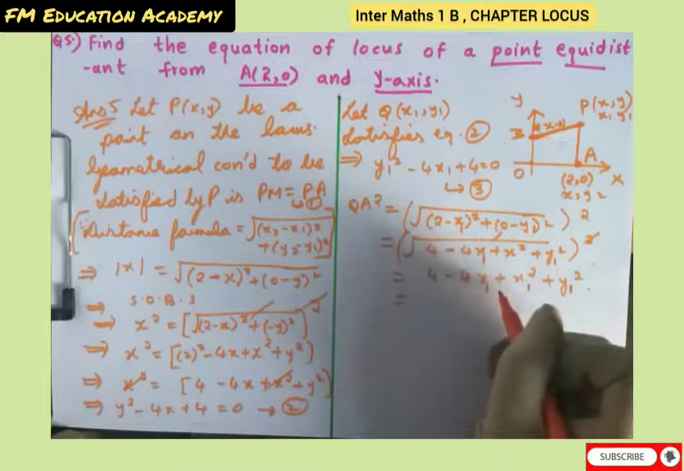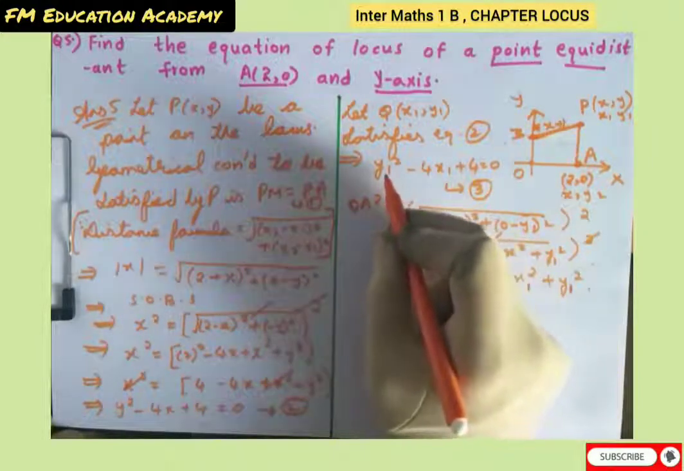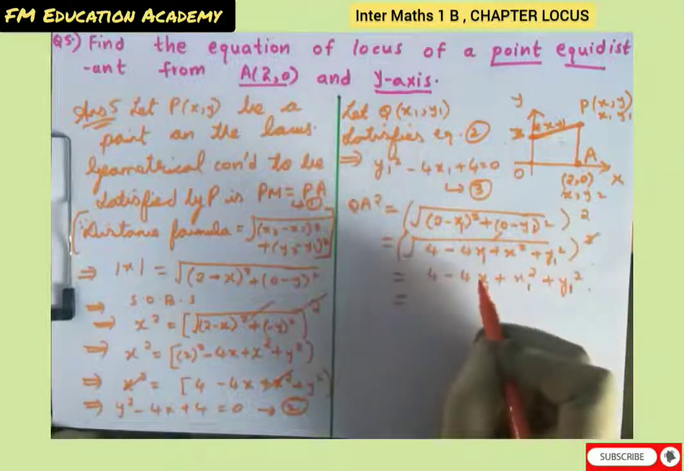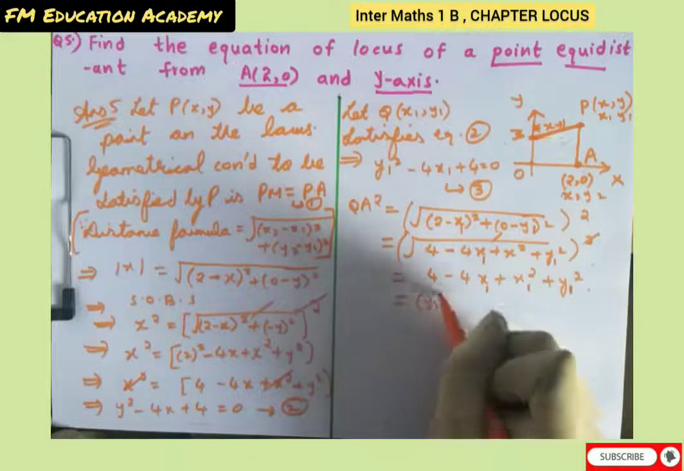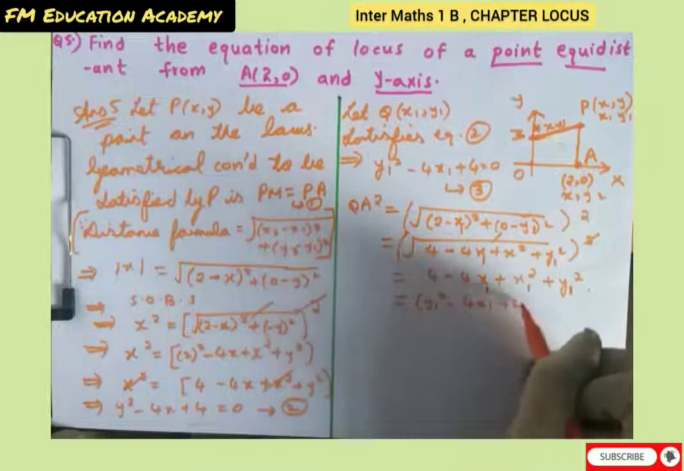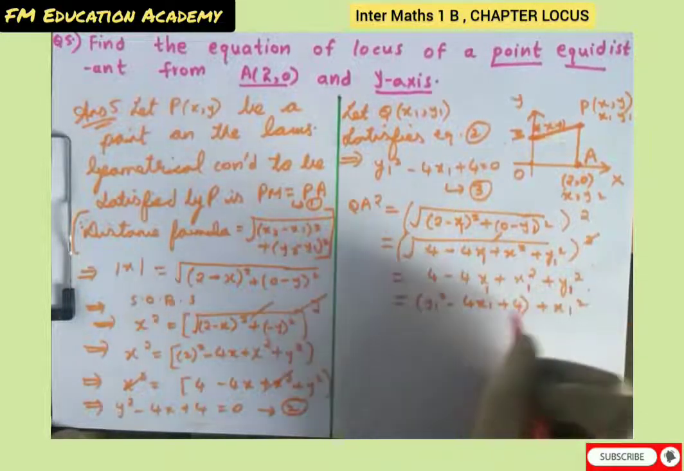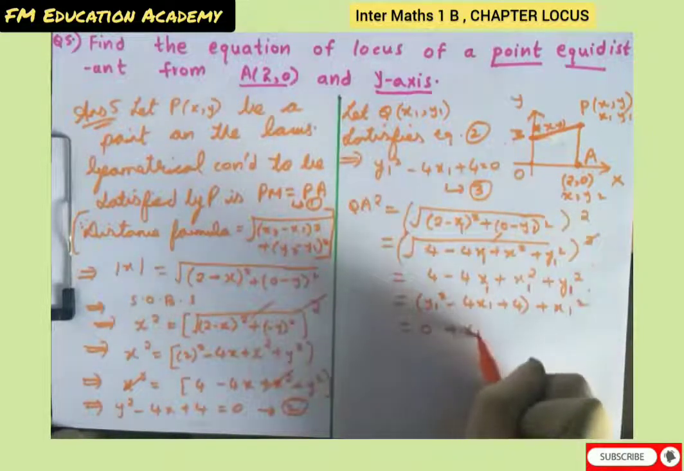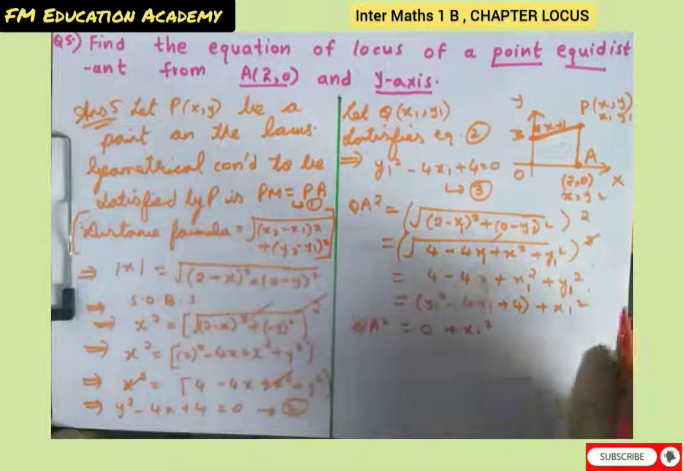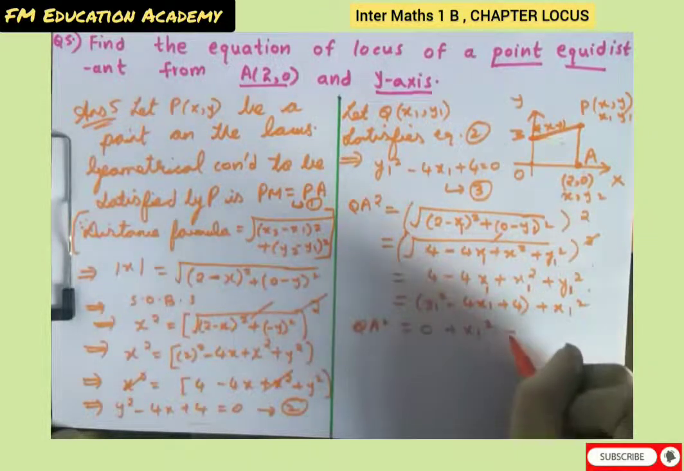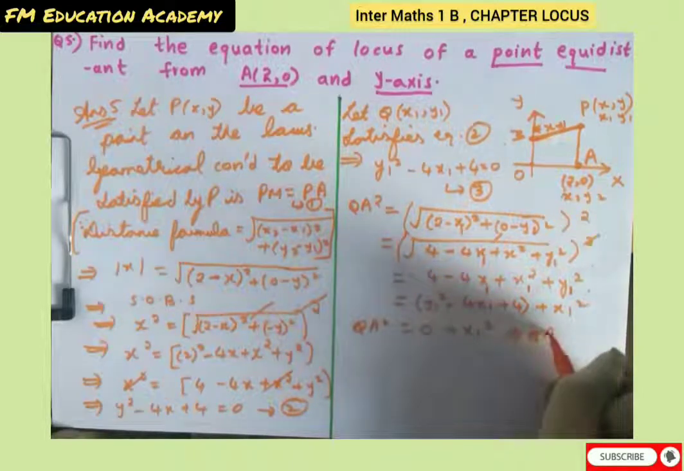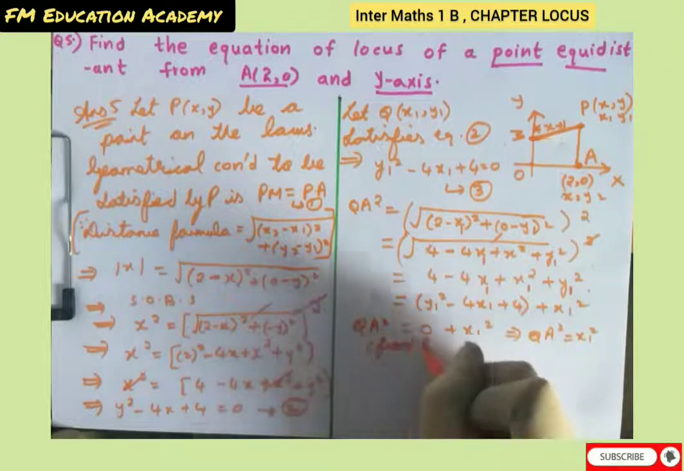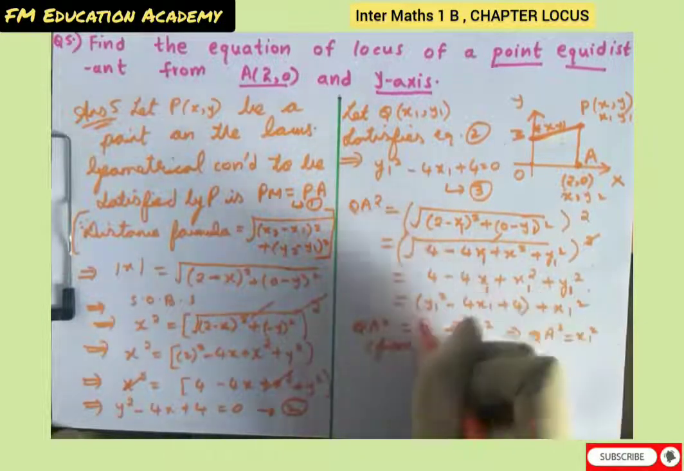So what do we have here? From equation 3 we have y1 square minus 4x1 plus 4 is equals to 0. So y1 square minus 4x1 plus 4 we will write in one bracket, and x1 square we will write separately. So we know y1 square minus 4x1 plus 4 is 0 from equation 3, so we have QA square is equals to x1 square. How did it become 0? Because this is 0.